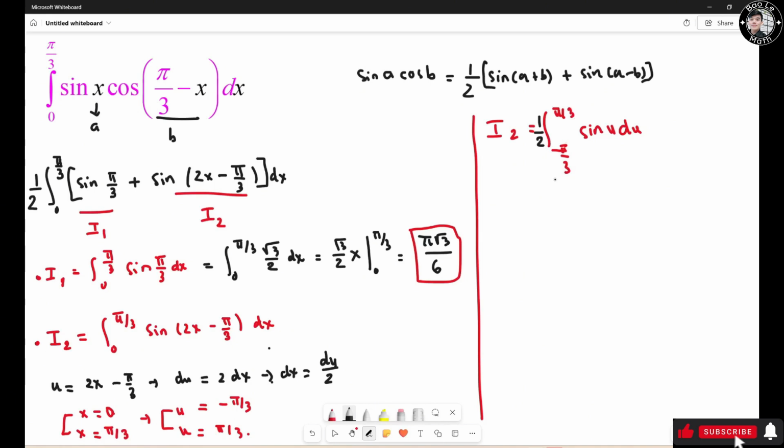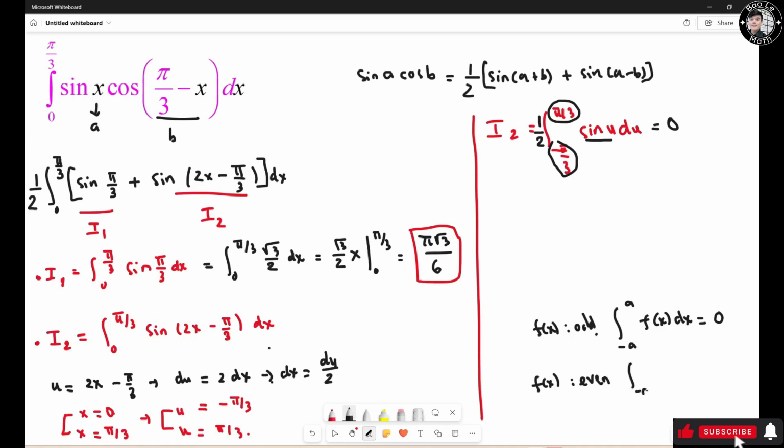Alright, now whenever you see the opposite lower limit and upper limit, think about the symmetry, right? We have the formula, the integral from negative a to a of f of s ds equals 0 if f of s is an odd function, right? We know that the sine function is odd, so this one equals 0. By the way, if f of s is even, then the integral from negative a to a of f of s ds equals 2 times the integral from 0 to a of f of s ds. So keep that in mind.